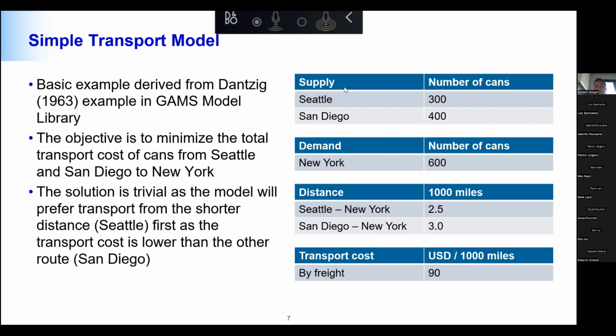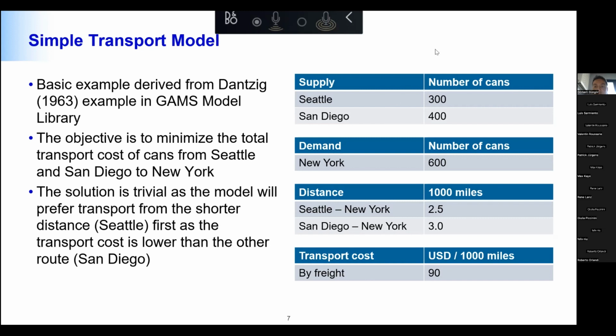Here we have two supplier cities, one from Seattle and the other from San Diego. And this supplies the transport canisters. Seattle can supply maximum 300 canisters. San Diego can supply maximum 400 canisters. And for these canisters, there is a demand from New York with 600 canisters. This is a single year optimization, so there is no discount rate here. We solve only for current year.